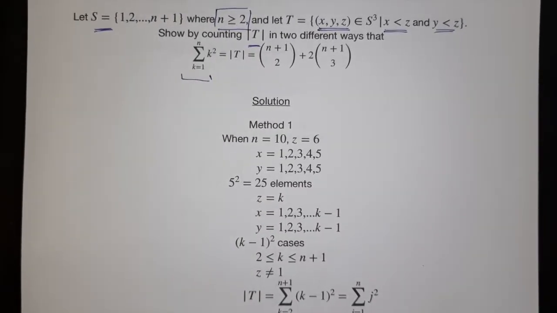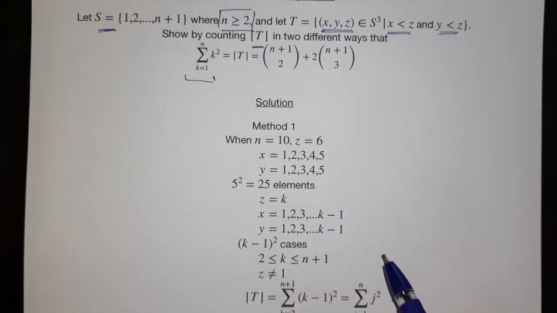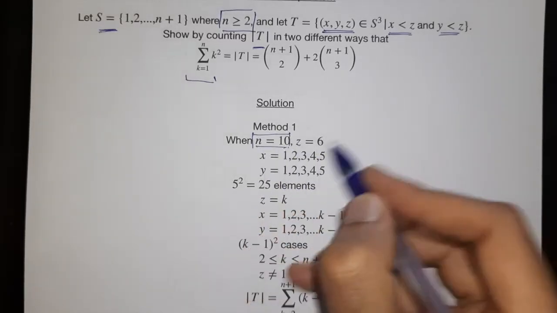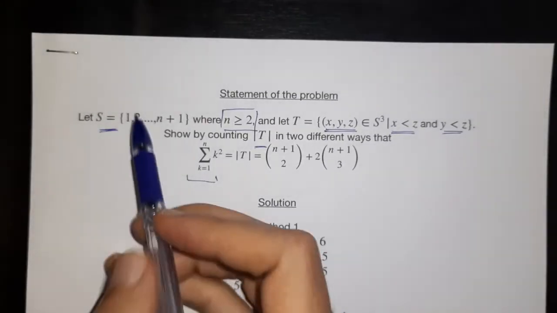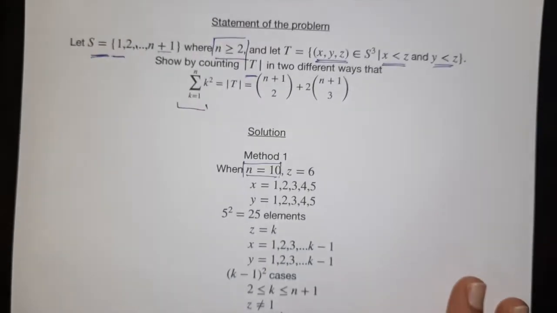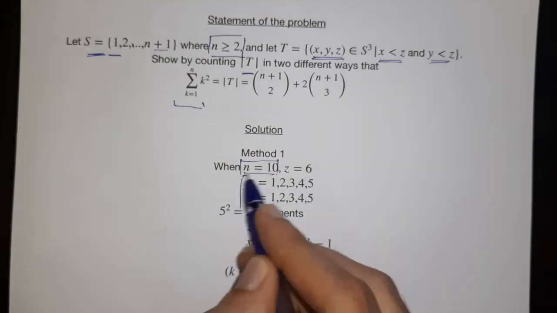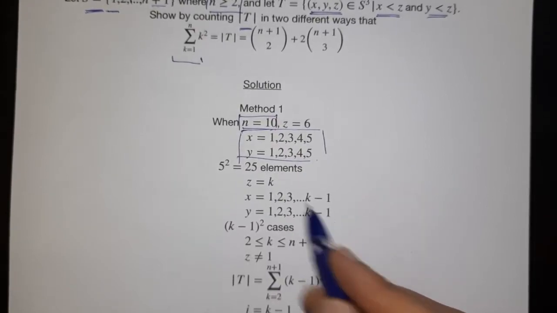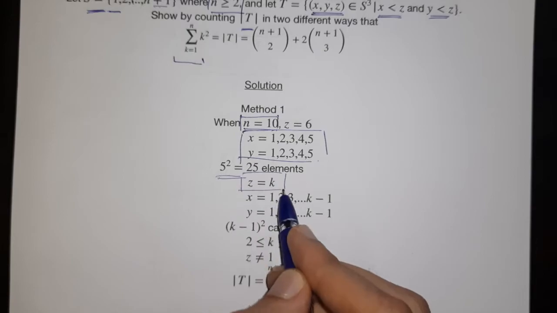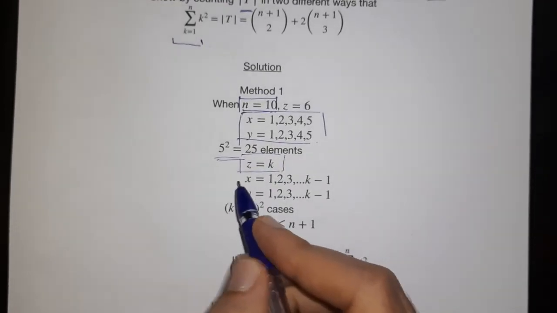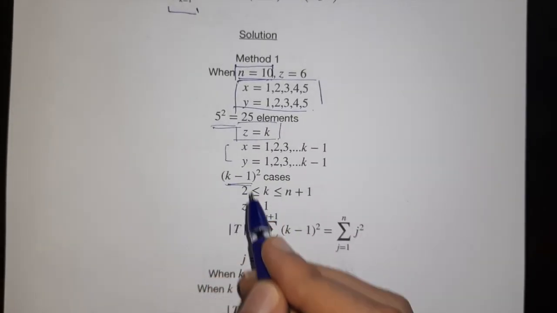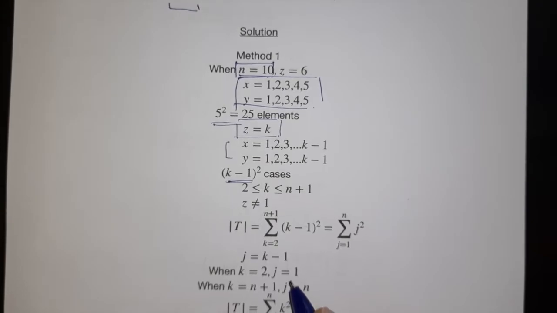Now for the solution. Our approach will involve two methods for counting the number of elements in T, as suggested by the problem. We can start by picking an example to give ourselves a better understanding. Taking the example n equals 10, we see that the set S contains the elements from 1 to 11. If now z equals 6, x and y would both be free to take on any value between 1 and 5. This would account for 5 squared, which equals 25 elements in T. Similarly, if z equals k, an arbitrary value, then x and y would each take on any one of k minus 1 different values, resulting in a total of (k minus 1) squared elements in T.